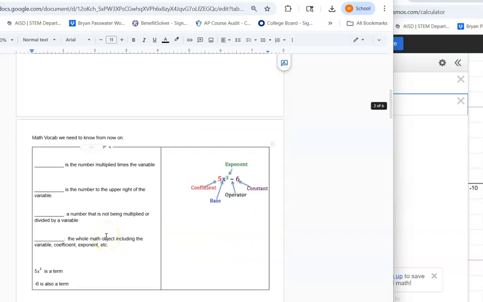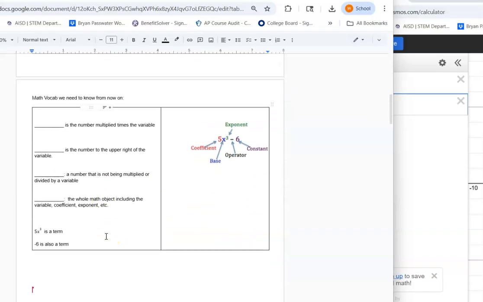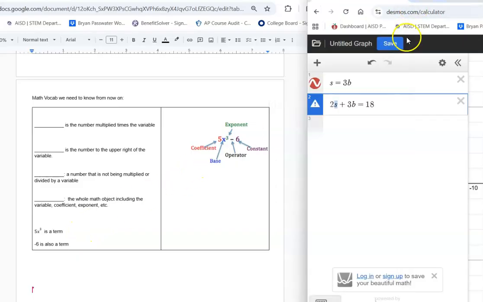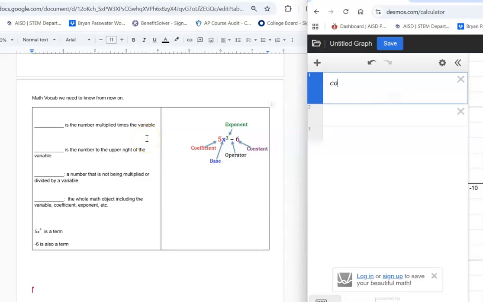All right, so before we move into the land of elimination, there are words I want to say, and I want you to know what they mean. Now, the big one we really want you to know is the word coefficient. That is the most important word of the day because that's the word I'm going to say a lot today. And so coefficient is a number multiplied times a variable. That's C-O-E-F-F-I-C-I-E-N-T. That is coefficient.